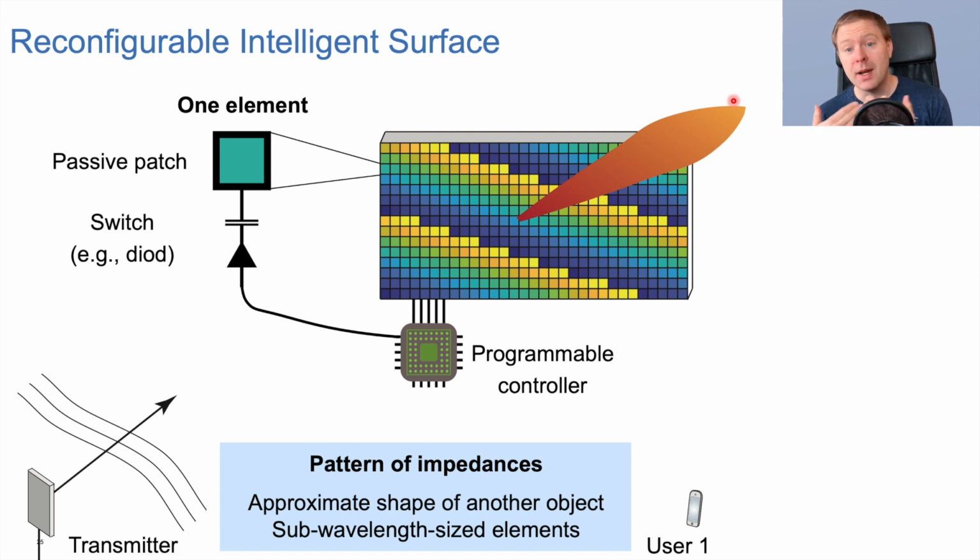Remember, when you have a flat metal surface, signal comes in from one angle, and Snell's law is telling us that the signal goes out in the same angle but on the other side of the normal. And now we can change that by creating additional delays in our surface by having different impedance in different parts here. And the idea is that this surface should approximate having a different shape than it actually has. And each element here has a sub-wavelength size.